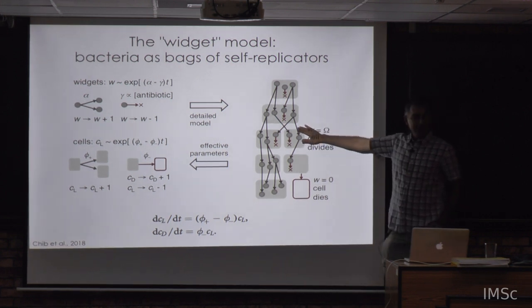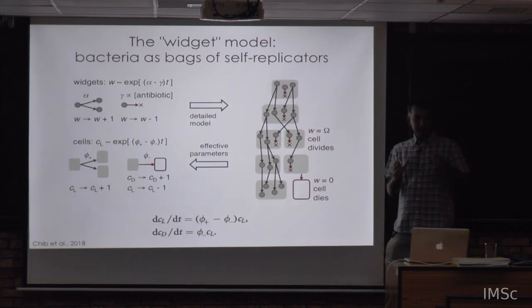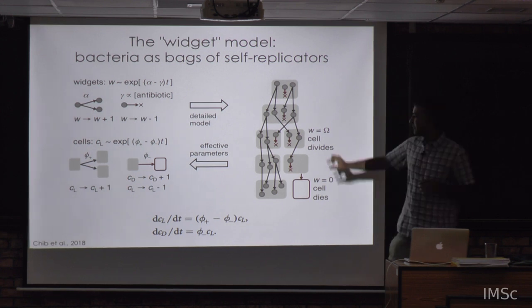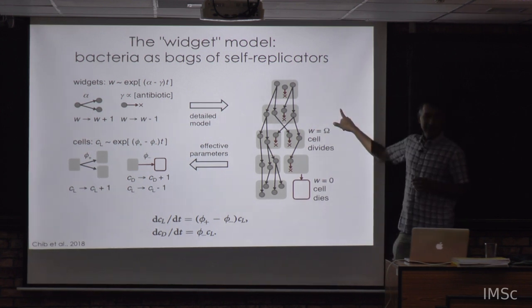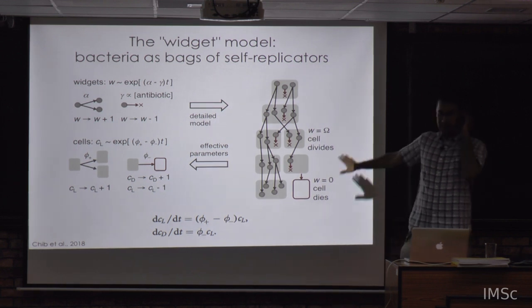No, not yet. Okay, so I skipped a line here. What happens is you get 5 widgets, and as soon as you get 5, the cell divides. So I could have put a little line in the middle where there are 5, and as soon as there are 5, it divides. Yeah, good question.